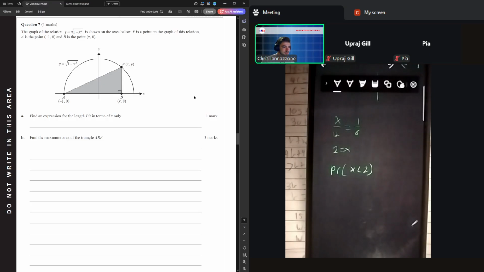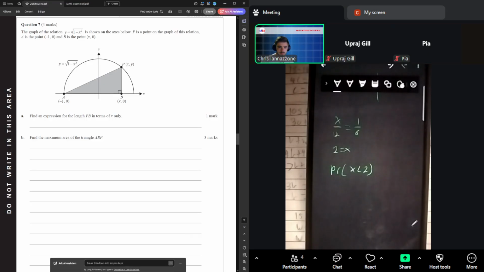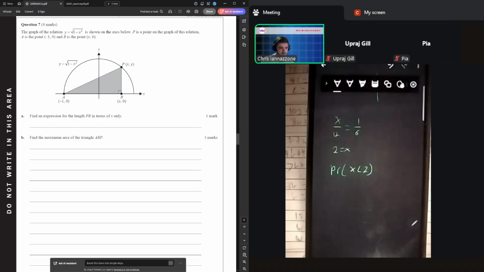Anyway, first question is not so bad. Find an expression for the length PB. So just what's this vertical distance here? That should be fairly chill. But the problem is you've got to get it purely in terms of x. That's the only little trick to it, I suppose you could call it. That was enough to trick approximately 40% of students.